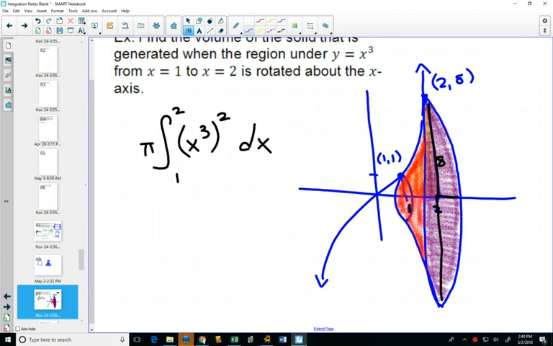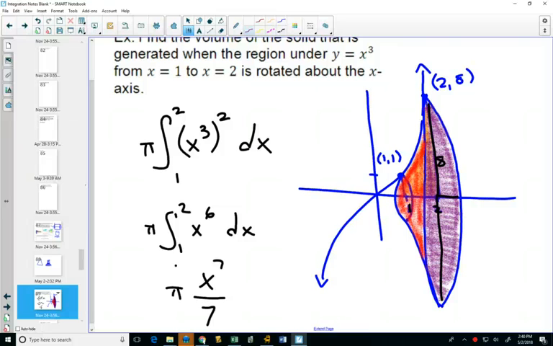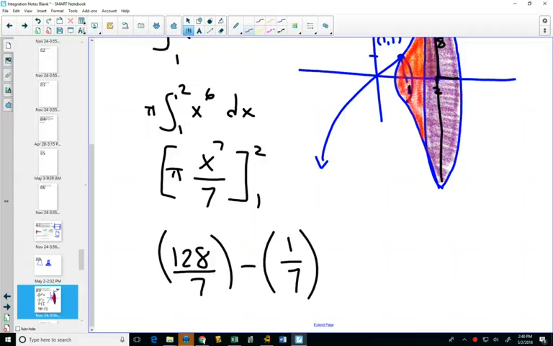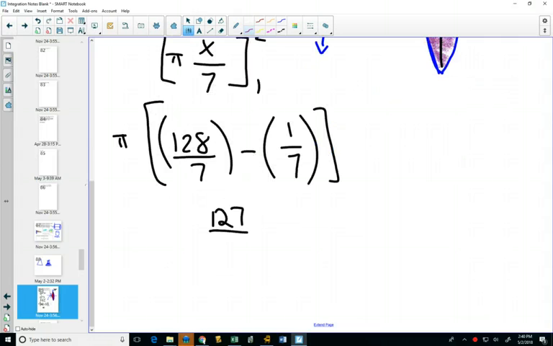So if I simplify, this is going to be the integral from 1 to 2 of x to the 6 dx. Add 1 and divide, from 1 to 2. What is 2 to the 7? 128. 128 over 7 minus 1 over 7, all times pi. And whatever units we had, cubed.